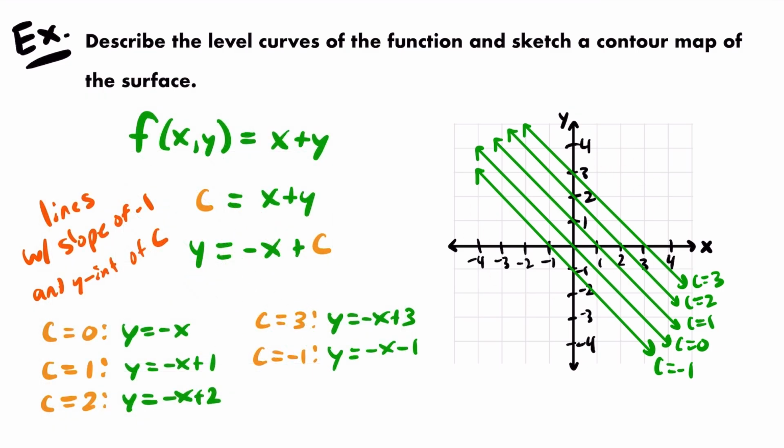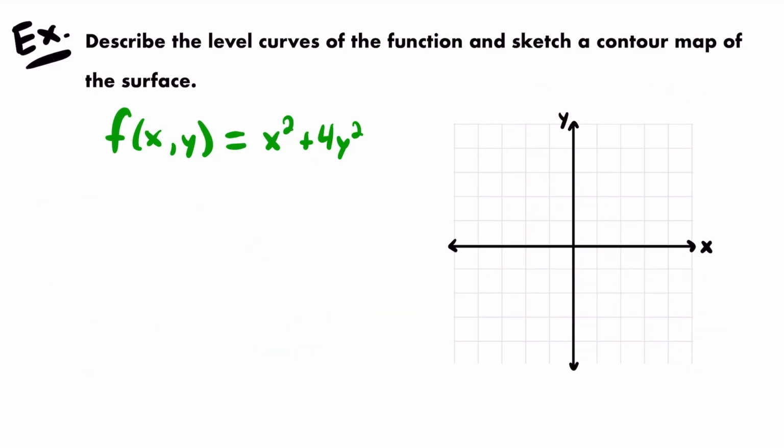All right, and so that's it for this example. We described the level curves of the function and then found some level curves and graphed them in an XY plane to get a sketch of a contour map for the function. Let's take a look at another example. Once again, we want to describe the level curves of the function and sketch a contour map of the surface.